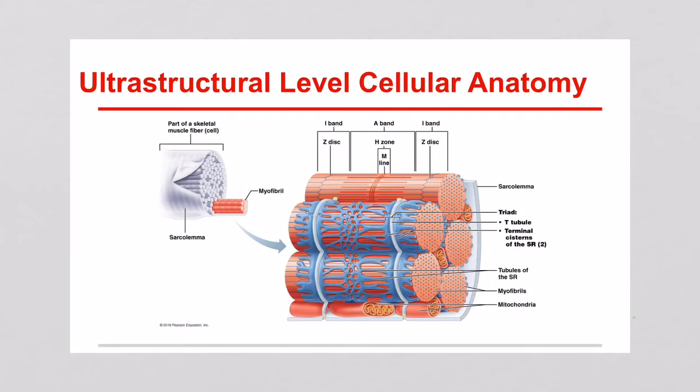Just a few more details I want to get into about the A band. So where the M line is where those thick myosin filaments attach. But there's a small region called the H zone, and the H zone is where we just have thick filaments. The actin doesn't reach all the way into the H zone. Okay, and so this is ever so slightly lighter when you look at it in a microscope.